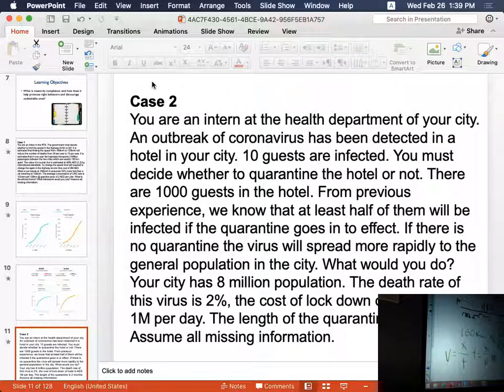If there is no quarantine, the virus will spread more rapidly. More. It doesn't mean that if we quarantine, it will not spread. It just says if there is no quarantine, it will spread more rapidly. It doesn't mean it will spread anyways. You have to read carefully. So you're just buying time. Sounds good?